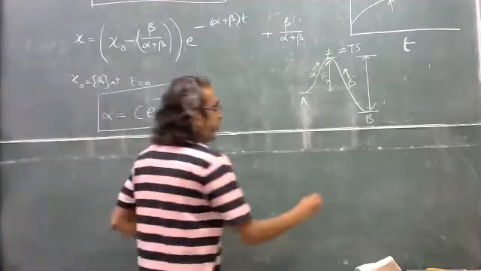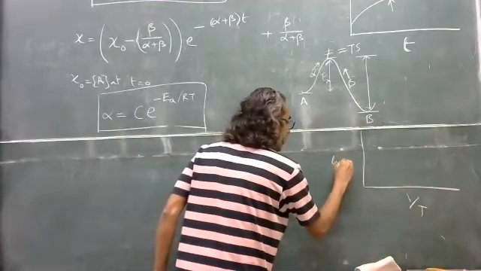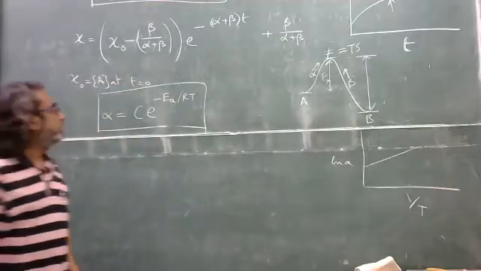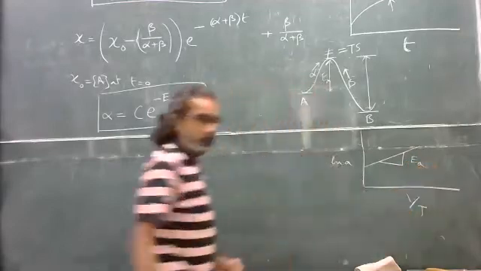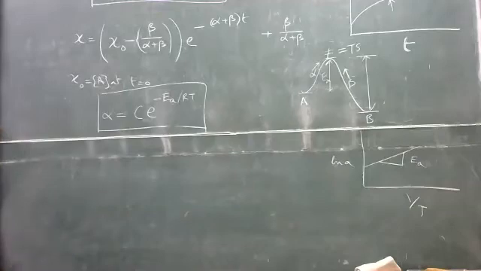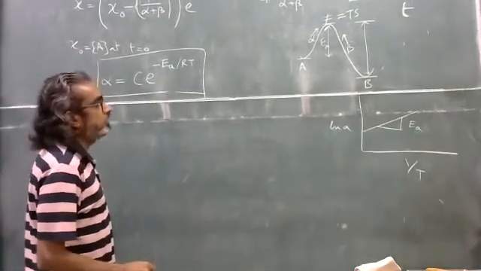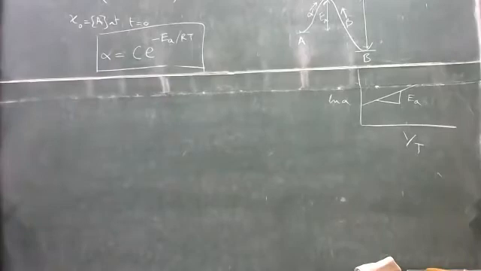Typically when people plot, they plot 1 over T versus ln A. So then you get a linear plot. From this, you can calculate from the slope what E is. Okay. This is very often what people do to calculate the activation energy in experiments. One of the parameters people find useful in trying to estimate roughly the changes in the activation energies.